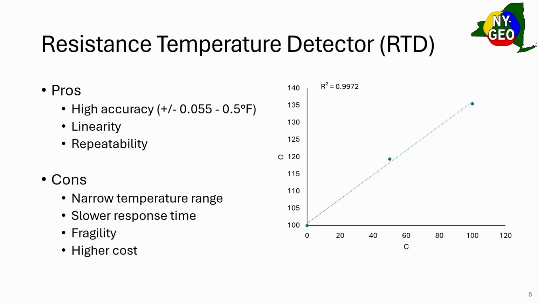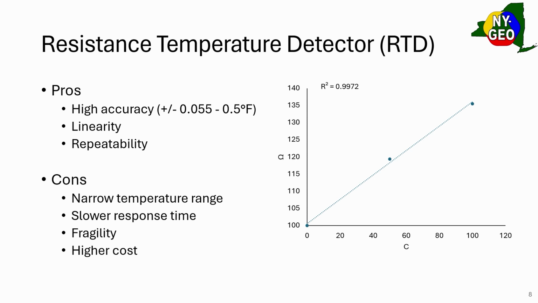Repeatable. The downside is they work over a lower temperature range, but that's not really a problem in GEO because we work over a pretty narrow temperature range. Slower response time, fragile, and they do cost more than thermocouples. Thermistors work in the same way in terms of the working principle, but they're made out of different materials. So polymers and ceramics, and they're nonlinear, so their curve between resistance and temperature is nonlinear.